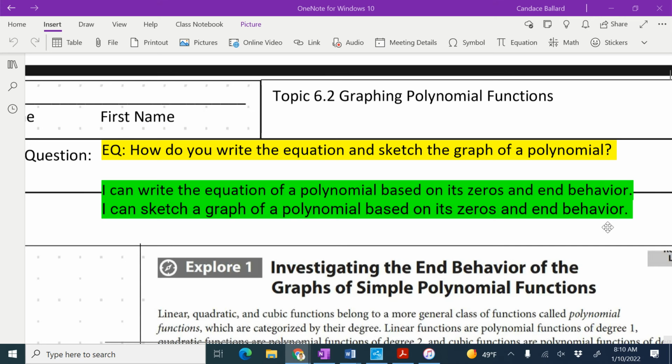All right, Angelica, can you read us the essential question, please? Perfect. All right. Elvis, can you read us the first I can statement? Perfect. And then Levi, can you read us the second I can statement?